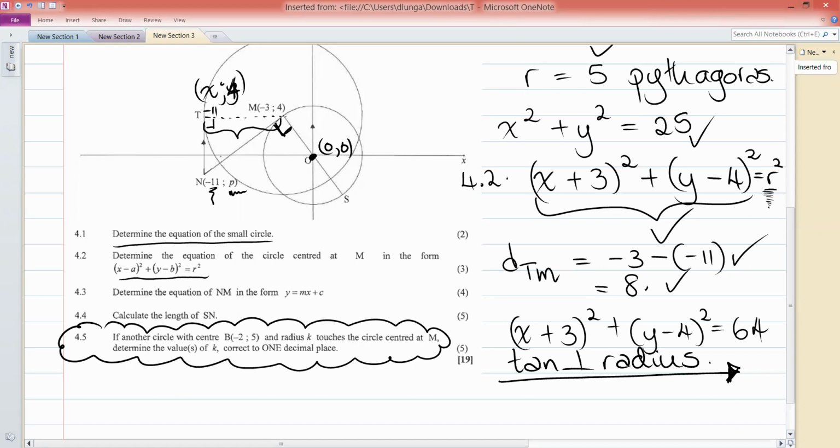So what can you deduce about the gradients of OM and NM? Ma'am, yes. Can you go a bit slower? Just a bit slower. Okay, sweetie, no problem.